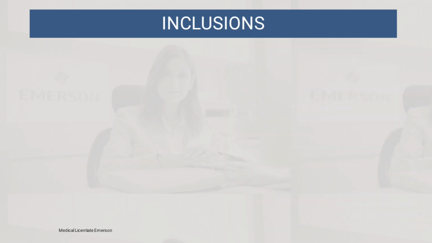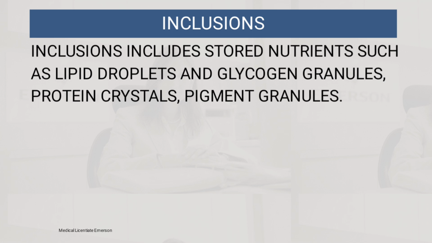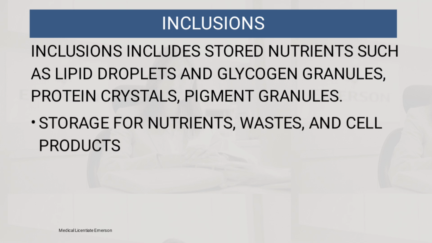Okay, then you have inclusions. Inclusions include stored nutrients such as lipid droplets and glycogen granules, protein crystals, and pigment granules. Their function is storage for nutrients, wastes, and cell products.